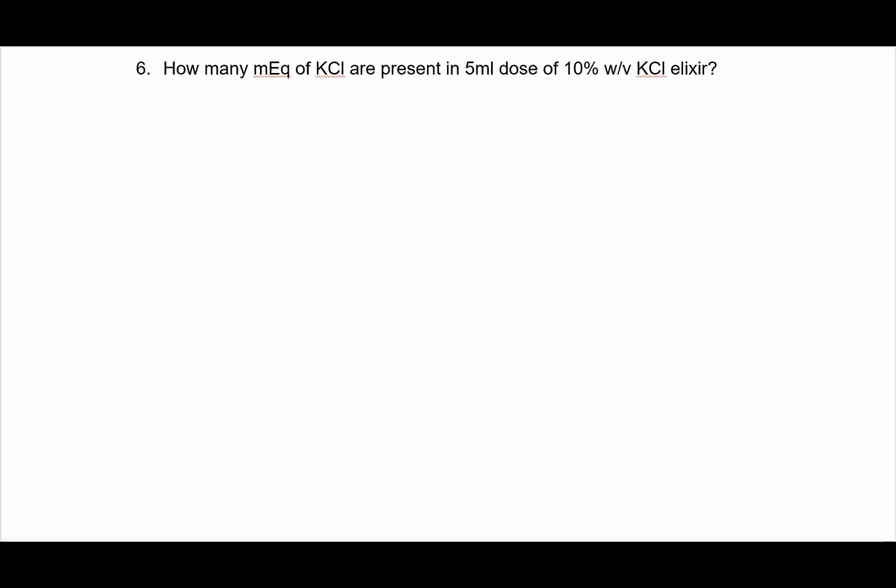Moving on to question number 6. The question says: how many milliequivalents of KCl will be present in a 5 milliliter dose of 10% weight by weight KCl elixir? In these types of calculations, I get tempted to start from the end. So 10% weight by weight KCl, that would be the solution, and this is the volume of the solution, and I have to find out how many milliequivalents will be present in that solution.